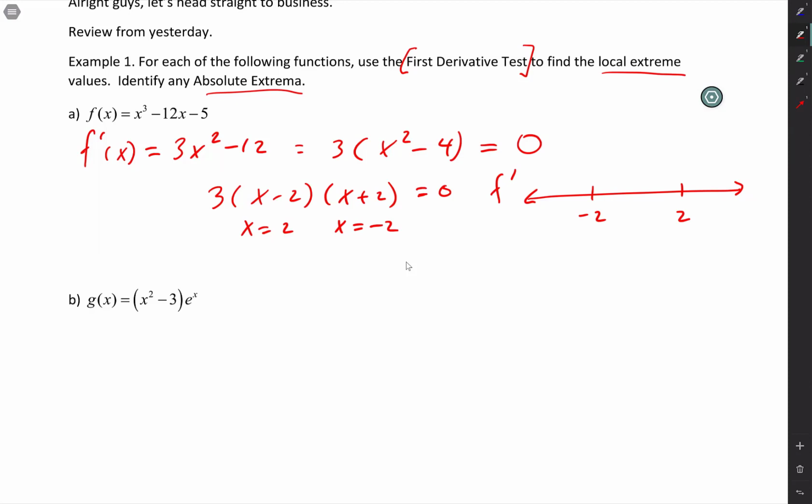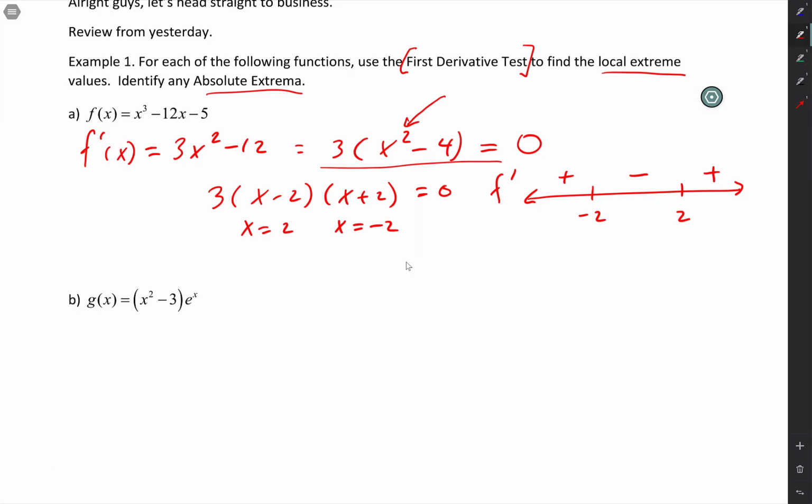And all I'm going to do is put values in there. All I care about is the sign, positive or negative. So if I choose negative 10, negative 10 squared is 100. 100 minus 4 is positive, so positive. If I choose a 0, 0 minus 4 is negative. Negative times a positive is a negative, so negative. And if I choose a number to the right of 2, I get a positive. If you're wondering where I'm inserting the numbers, I'm inserting them into the derivative because I want to know if the derivative is positive or negative.